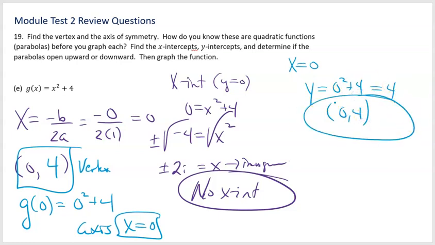Now, does this parabola open upward or downward? It opens upward because there's a positive 1 in front of that x squared. That's your a value. All right, did we answer everything? Yes. Now let's put all that information on an xy axis. This will be a little easier to graph than the last two.